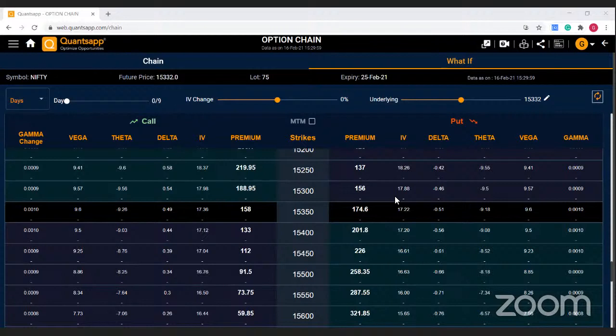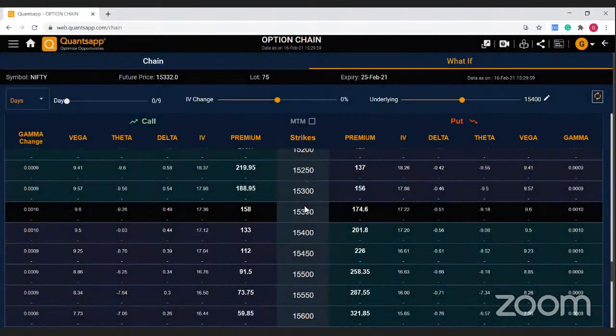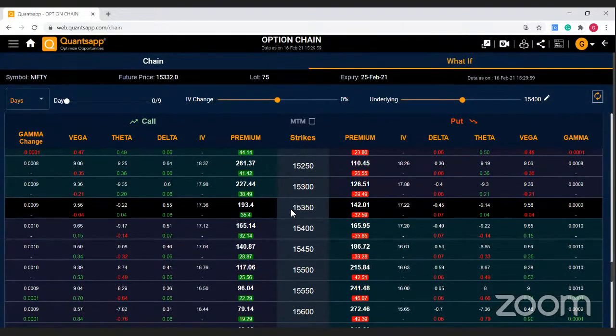So I say today Nifty future is trading at 15,332 level. And if I say it goes to 15,400, now you can see that the 15,350 call option will increase by 35 points.